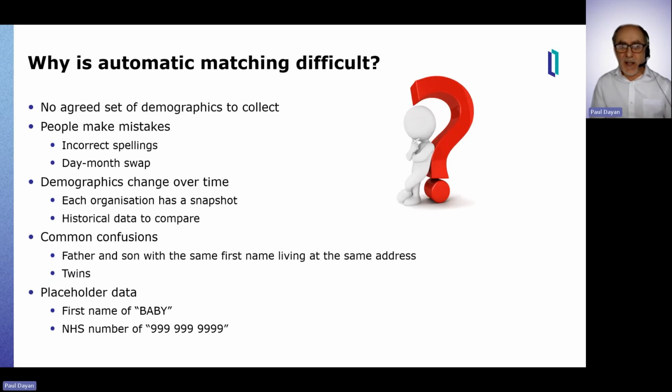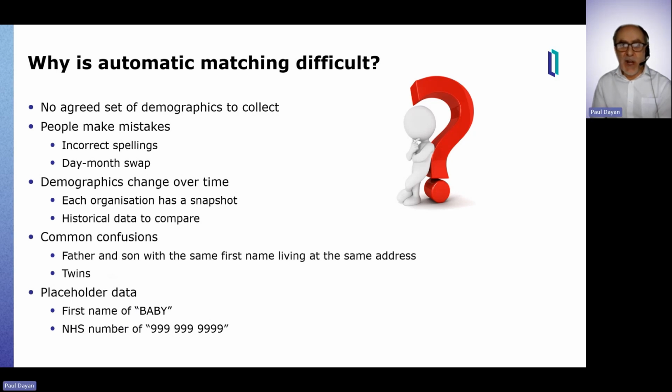But what is so hard about this that we need a special product dedicated to identity matching? Well, first of all, there is no agreed set of demographics that each system should collect about a citizen, so the number of match points may be limited. And people make mistakes. For example, when registering a patient, the administrator may enter the day of the month and the month number in the wrong order, or misspell the patient's name, or enter the city in the street box.